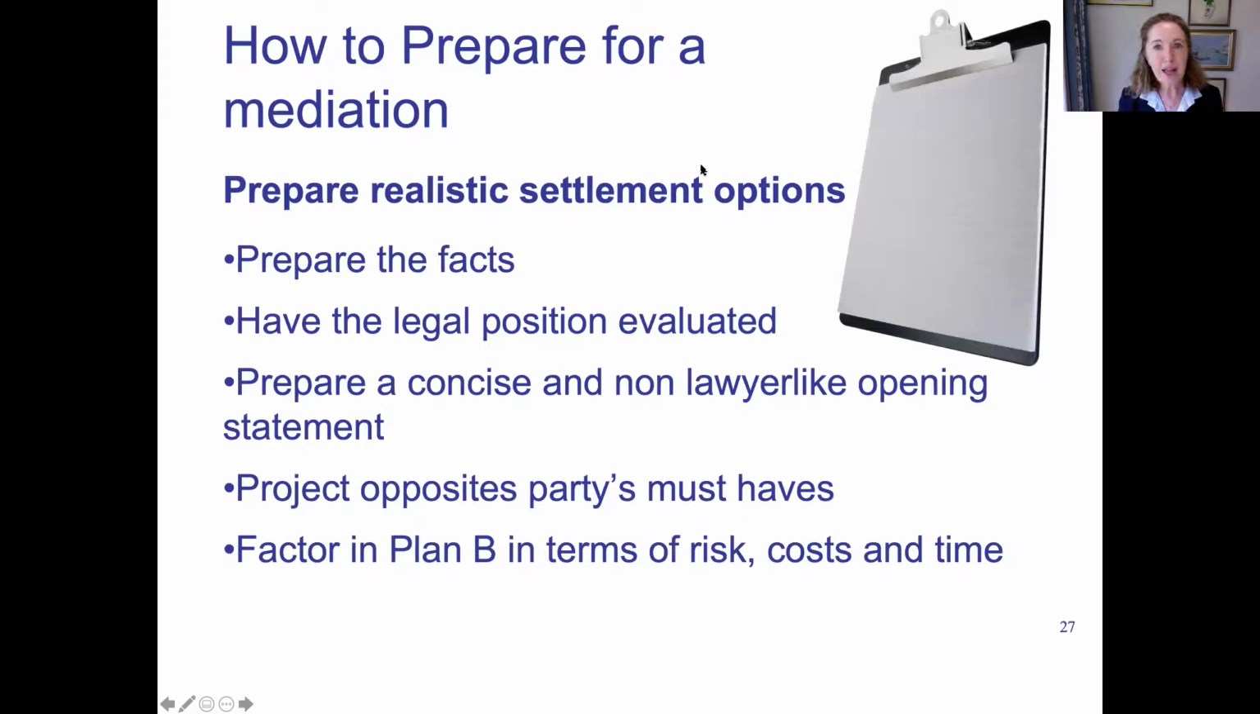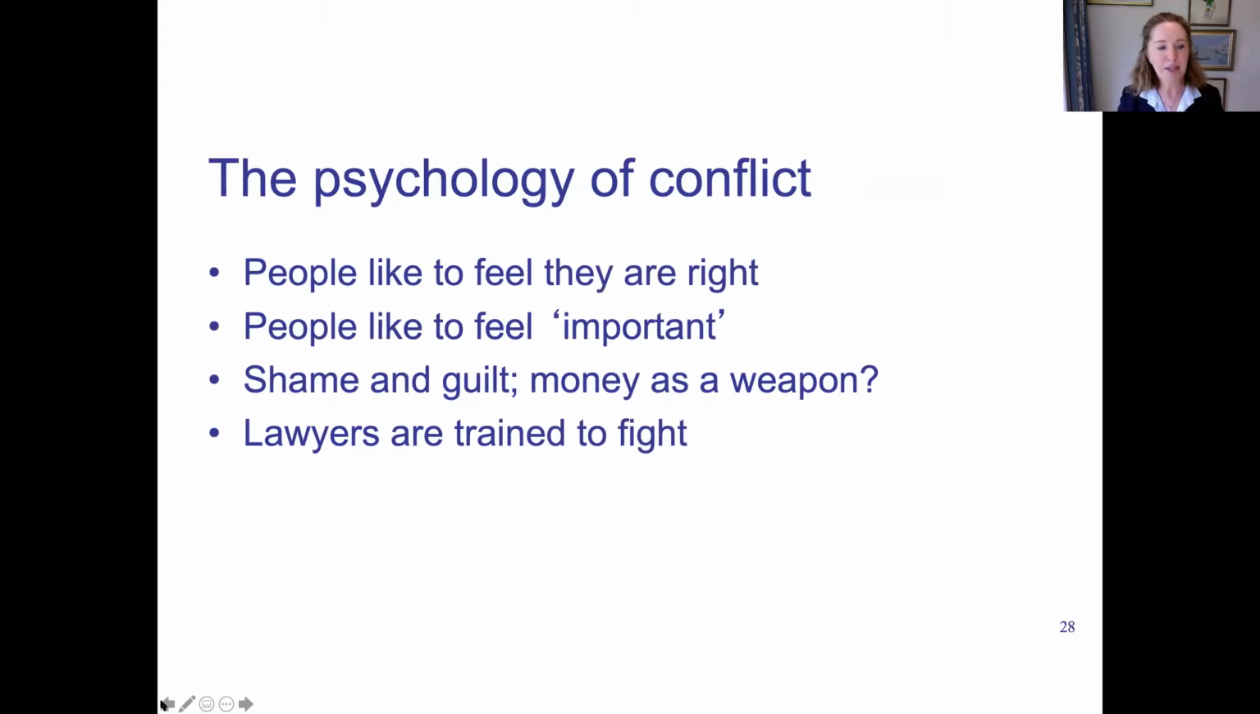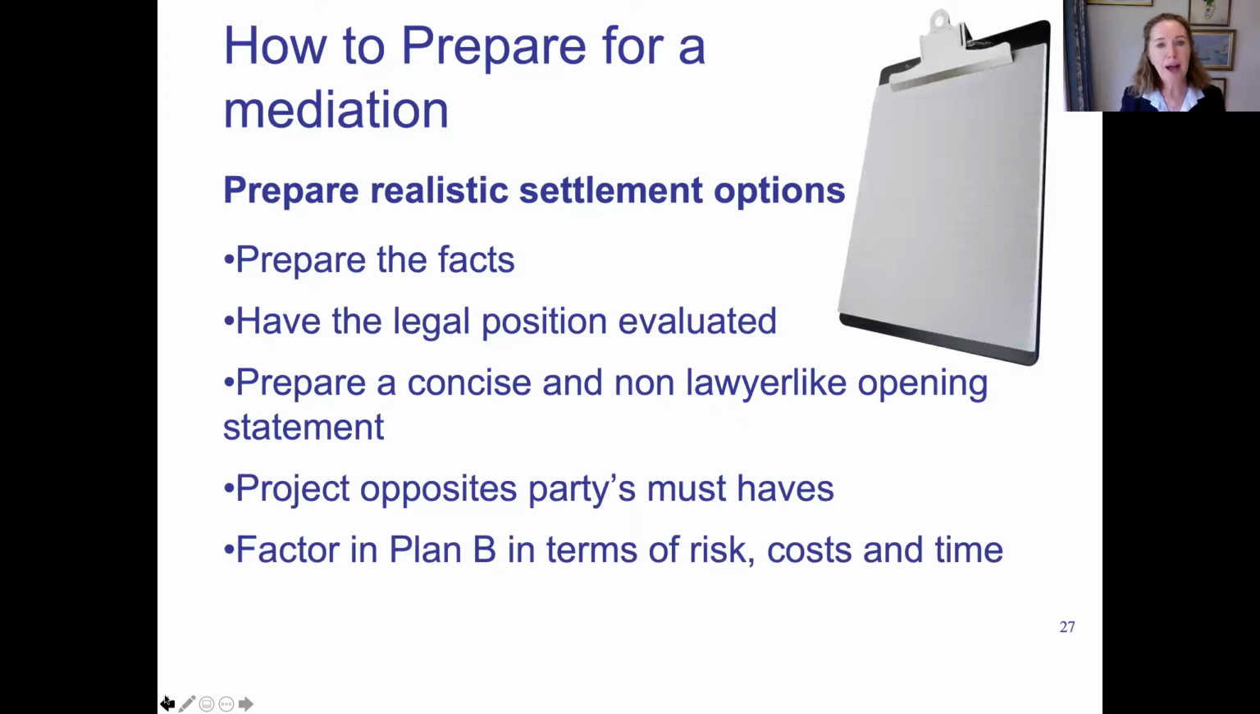So how to prepare for a mediation, if someone's going to a mediation? What to do? Preparing realistic settlement options. You know, let's get our facts straight. Let's get our law in place. Let's have a statement which we will share with the other party that isn't a particularly legal one. It's recounting briefly what's happened, what the negotiation offers made already are, and how the parties are seeing the situation. Thinking about what the other party wants to get out of the mediation, and then thinking about some plans B and maybe C, D, and E in terms of risk, costs, and time.